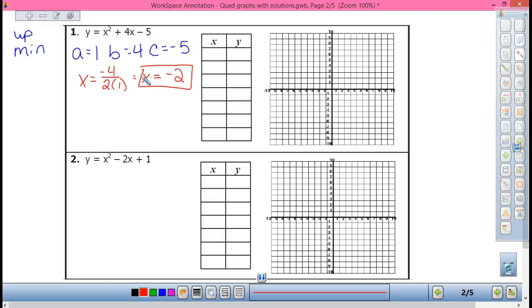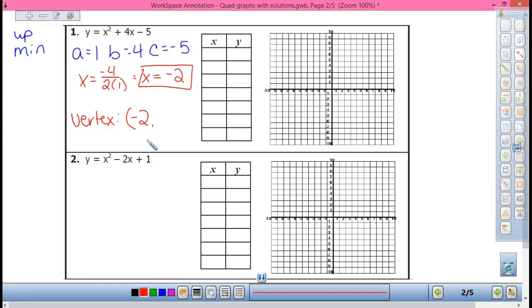Got it? Okay. So then I need my vertex, right? And what do I know about my vertex so far? X is -2. Okay, not the whole vertex isn't -2, but X is -2. How am I going to find Y?